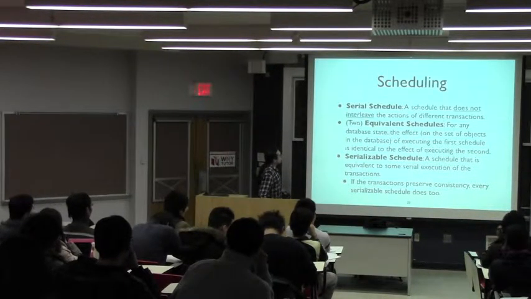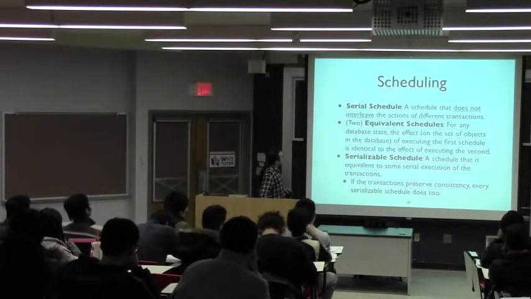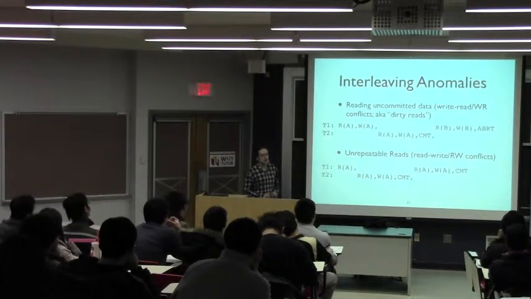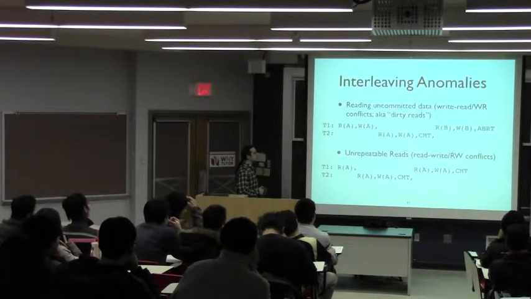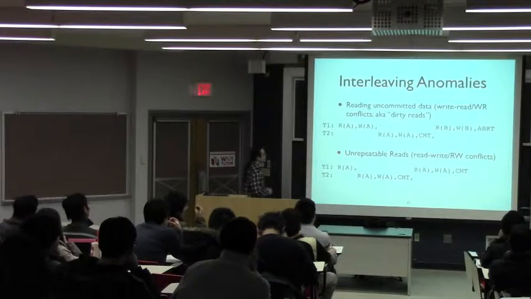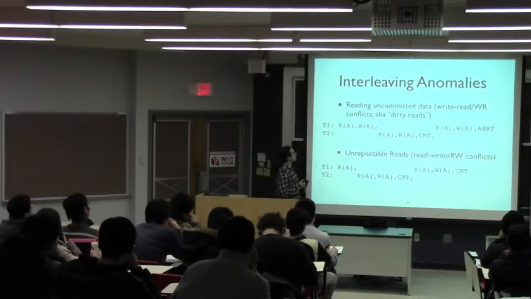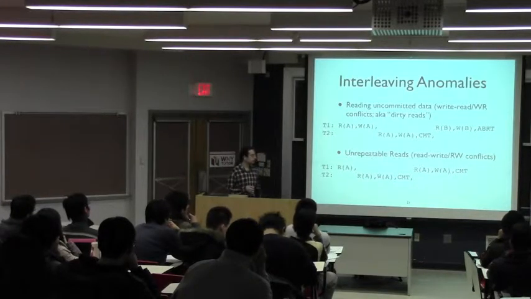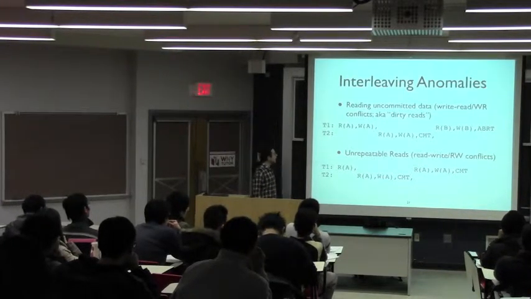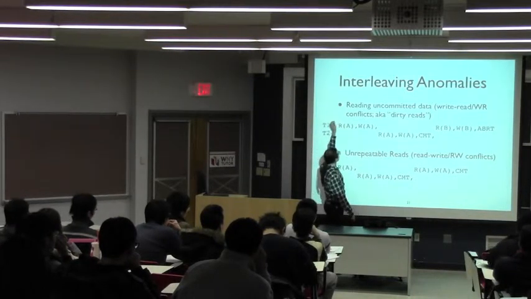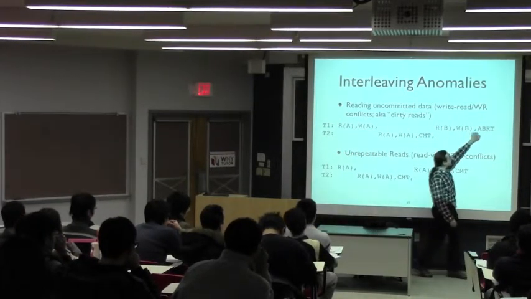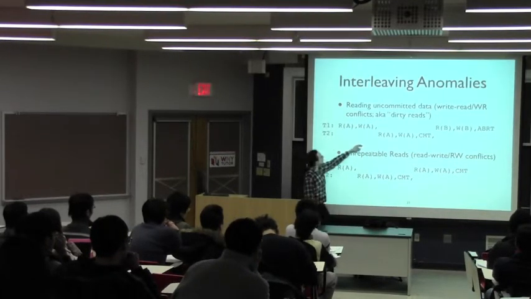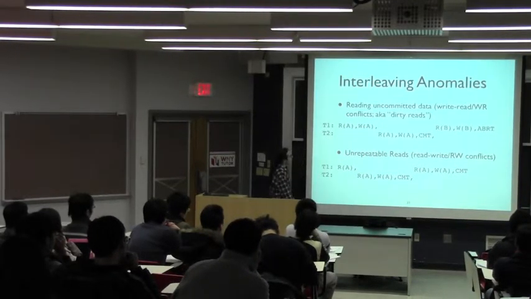Now, what can go wrong with a schedule? Well, there are basically three major conflict types that could potentially arise in a schedule. The first is that one transaction reads data that it shouldn't have read. So, for example, if transaction one performs a read, write, and then aborts. Meanwhile, transaction two reads the data that transaction one wrote.